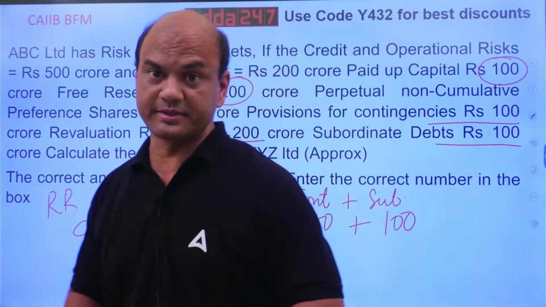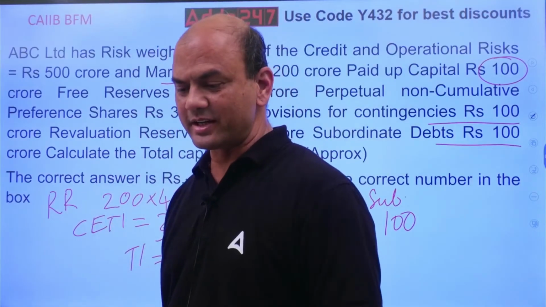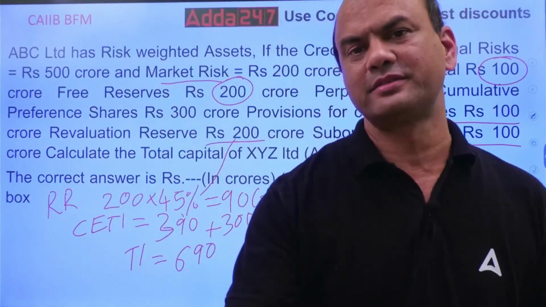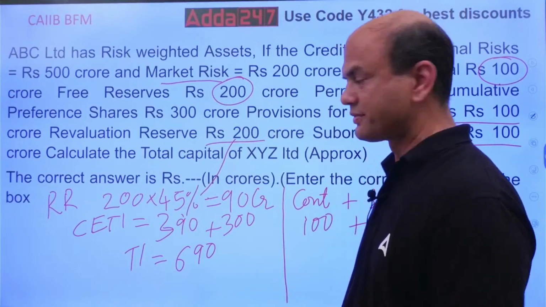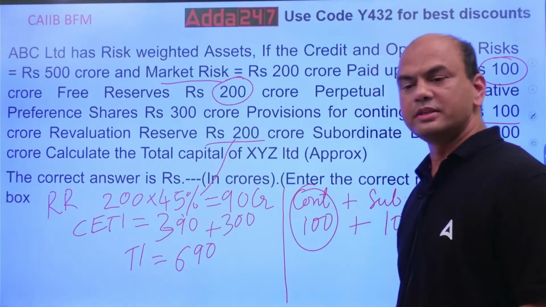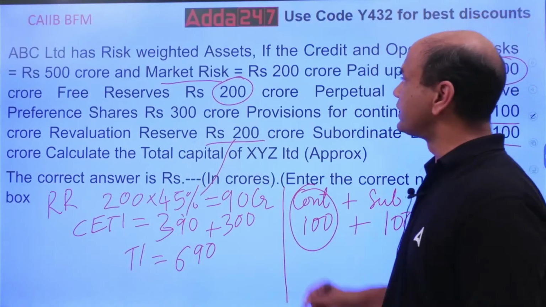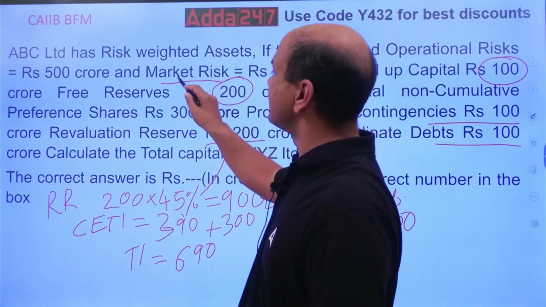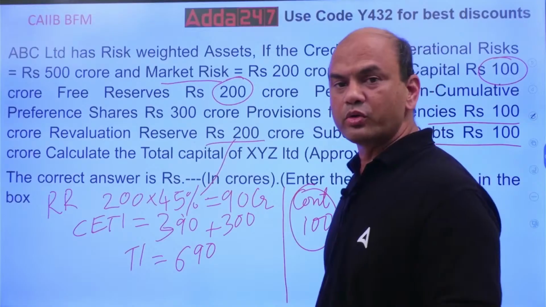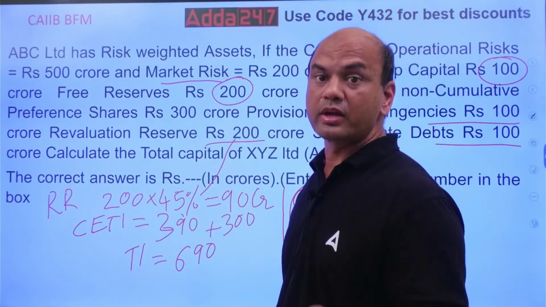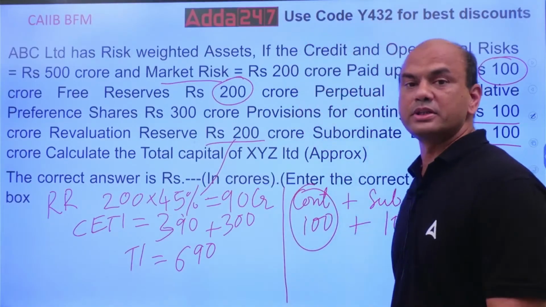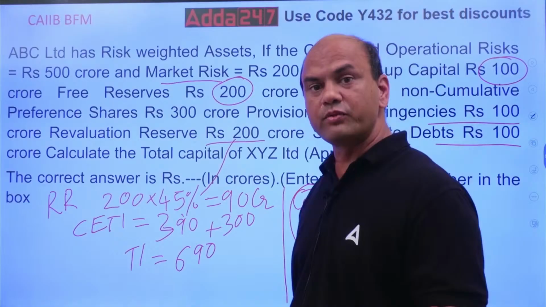There is a catch. Let's see. Is this answer right, everyone? There is a problem in this. See this, provisions for contingencies. There are rules for this. When I said for calculating RWA, the rule is 1.25% of RWA or given figure, whichever is less.